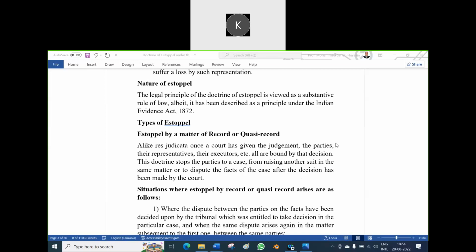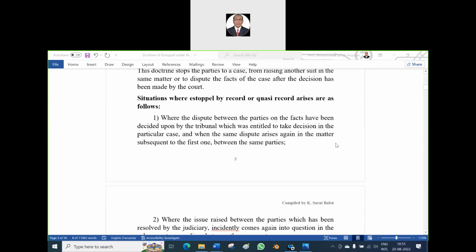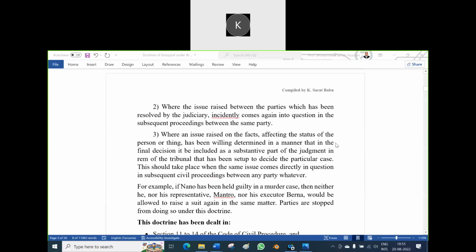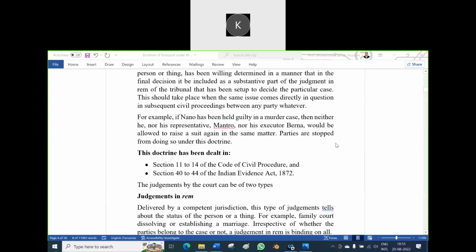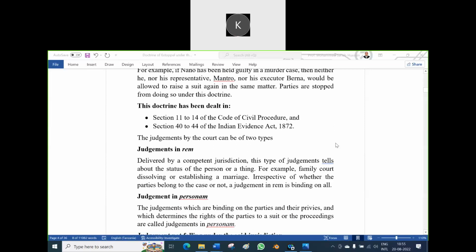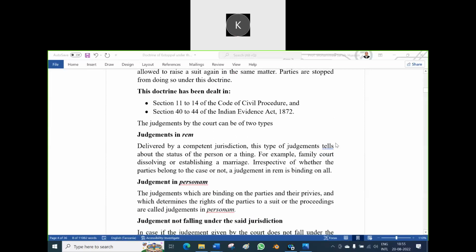First of all, let us take up judgments in rem. A judgment in rem is delivered by a court of competent jurisdiction. This type of judgment tells about the status of a person or a thing. For example, a family court dissolving or establishing a marriage, because the family court has competent jurisdiction. Irrespective of whether the parties belong to the case or not, this judgment in rem is binding on all. So this judgment applies to the whole world.